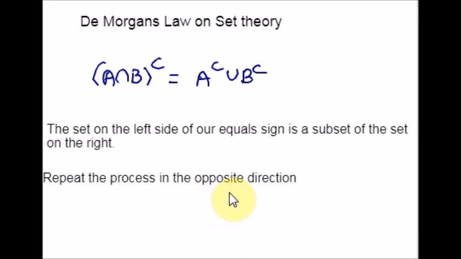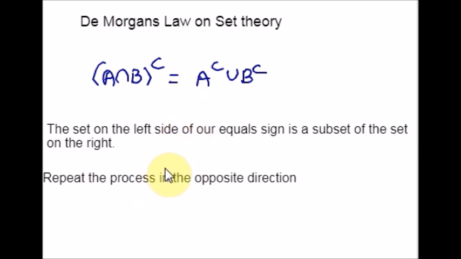Here is the outline. Show that the set on the left side of our equal sign is a subset of the set on the right. That should be our first step. And then we have to repeat the process in the opposite direction, and show that the set on the right is a subset of the set on the left. So these two steps allow us to say that the sets are in fact equal to one another. They consist of all of the same elements. Okay, so this is the outline for the proof strategy.